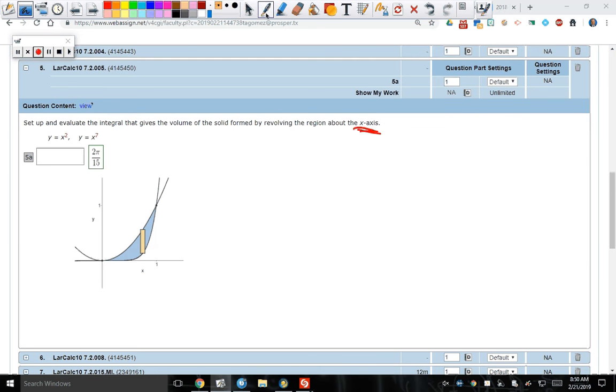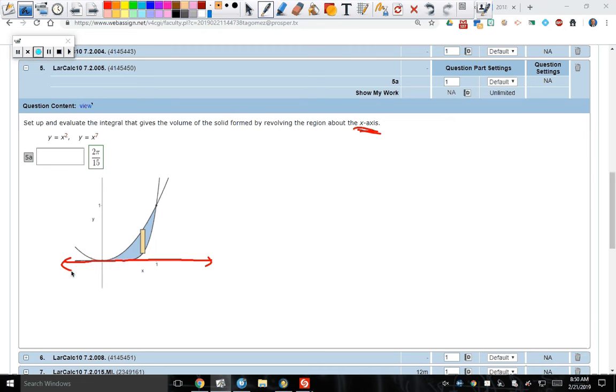So you have to make your decision right here. If I rotate this around the x-axis, first of all, rotation, you have two choices. You have a disk method or a washer method. Okay? And remember, washer methods are the ones that have that void in the middle anywhere throughout the entire interval. And disk methods, they don't have a void. There's no emptiness in the middle anyway.